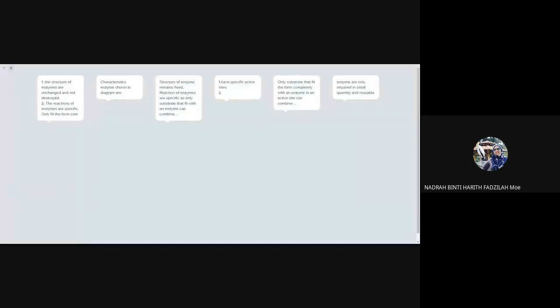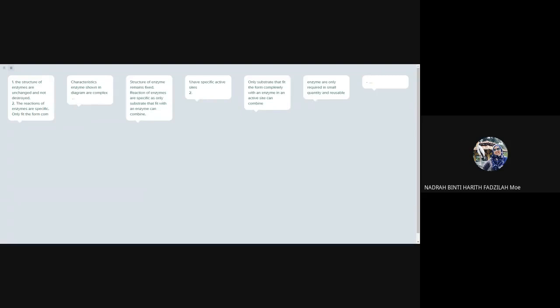Okay, saya show responses. Okay, I agree with you. Yes, seperti yang Batrisha tulis dengan Adlin tulis, both of these ideas are similar, ya, iaitu the structure of enzyme remains fixed after the reaction, atau the structure of enzymes are unchanged and not destroyed after the reaction. Saya bersetuju juga dengan Adrina pun tulis pada poin kedua, structure remains unchanged. Good. Okay, that is characteristic number 1.